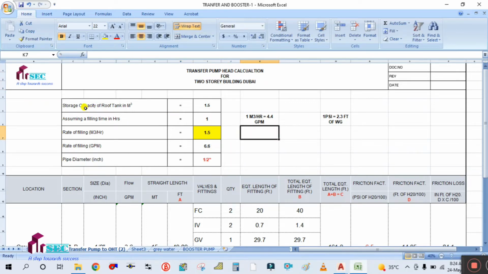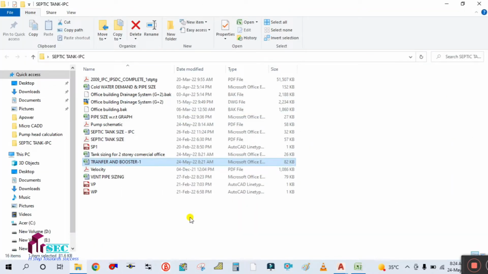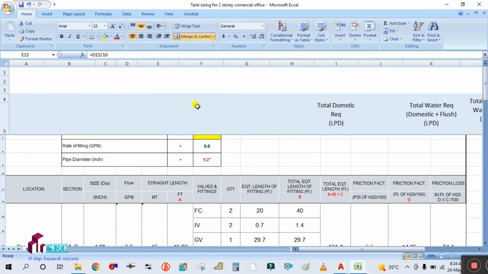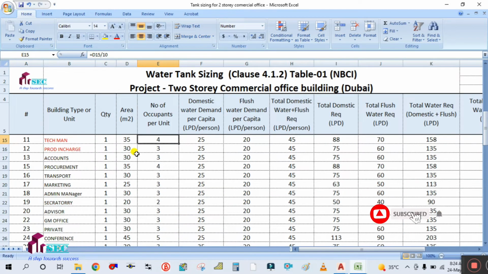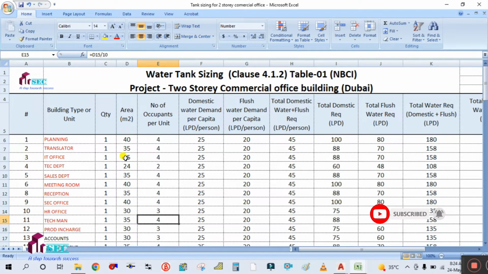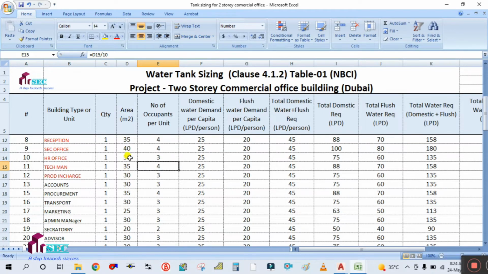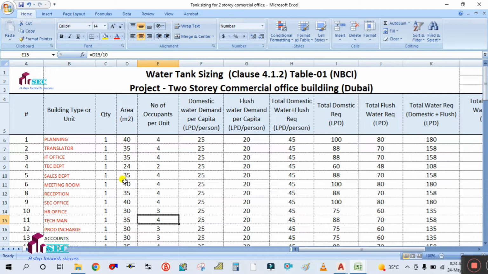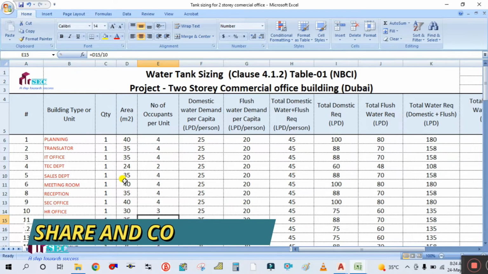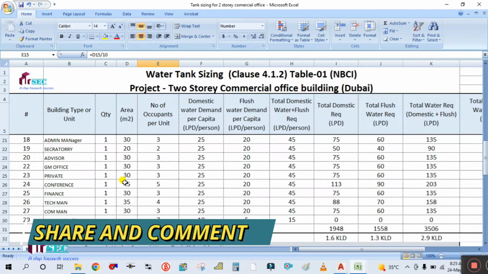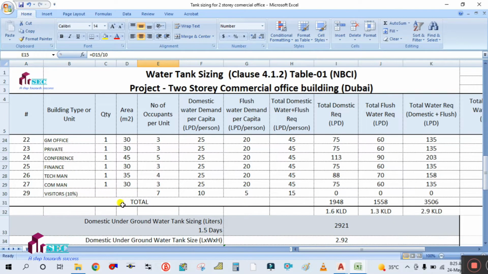First of all, in this format we require a storage capacity of the roof tank. That means overhead water tank sizing, overhead water tank size in cubic meter. So we have calculated for this project. You can see here this tank sizing for 2 storage building. This is our calculation we have done, but you have to take the actual area. We have assumed this area, but we have not calculated. So you have to calculate the actual area from the drawing. We just assumed this.